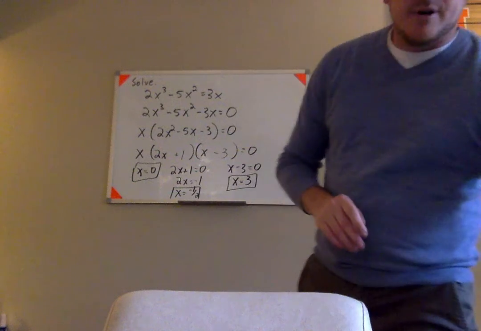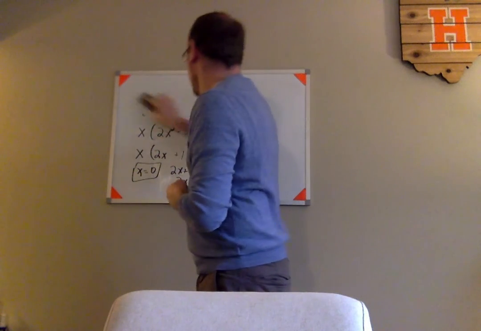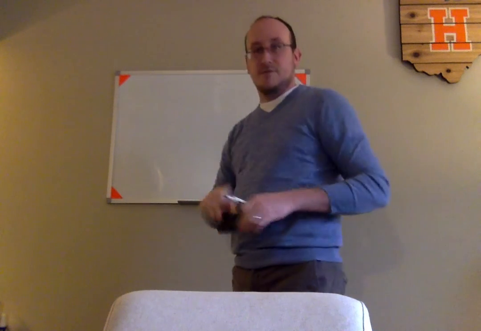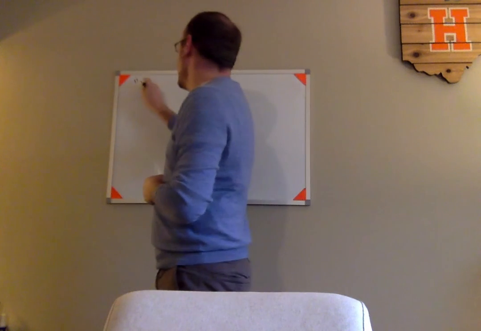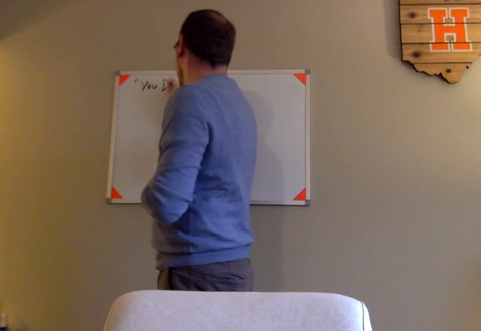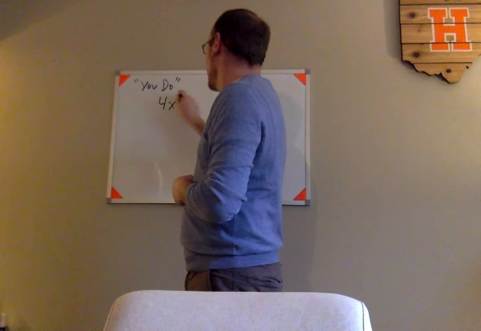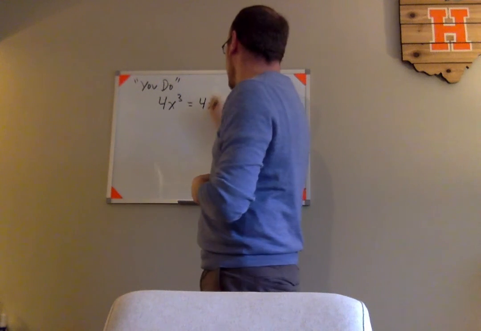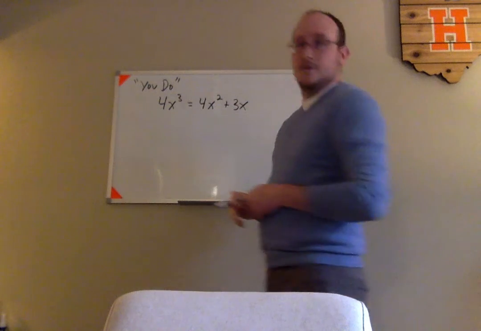Go ahead and try this one on your own. I will post the solution as well so that you can take a look and see how you did and evaluate where you are with this. So we'll call it the you-do problem. And let's try 4x cubed is equal to 4x squared plus 3x.